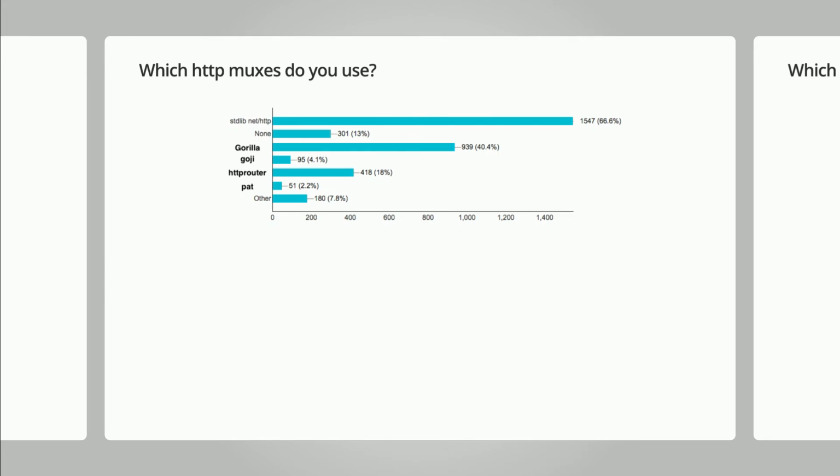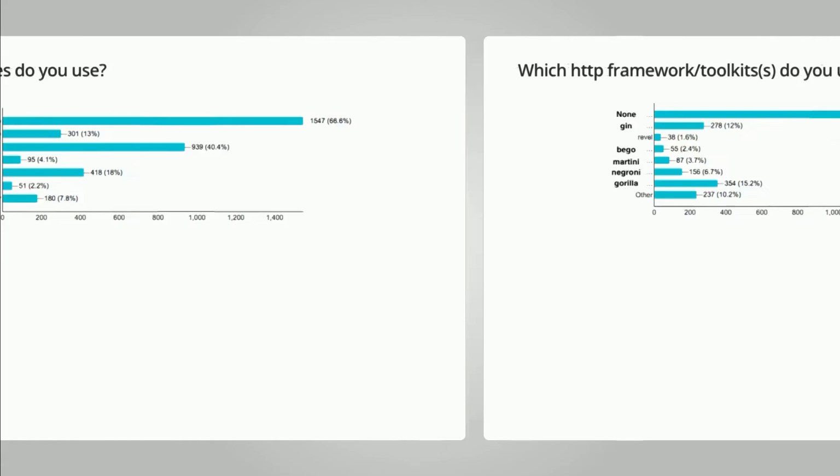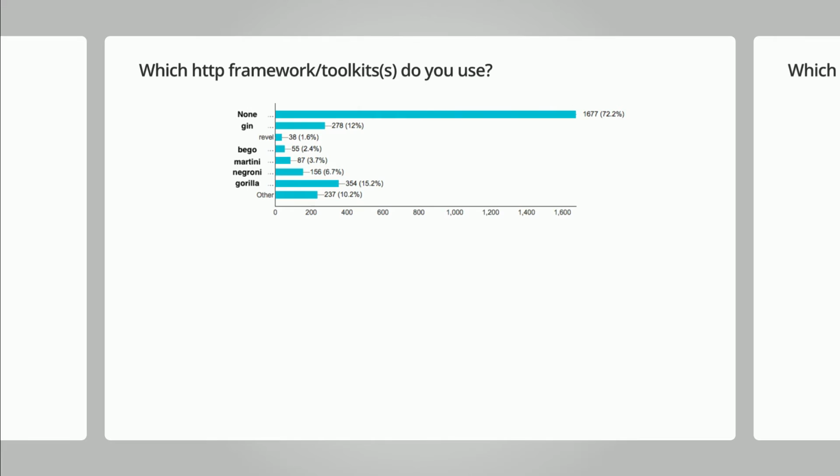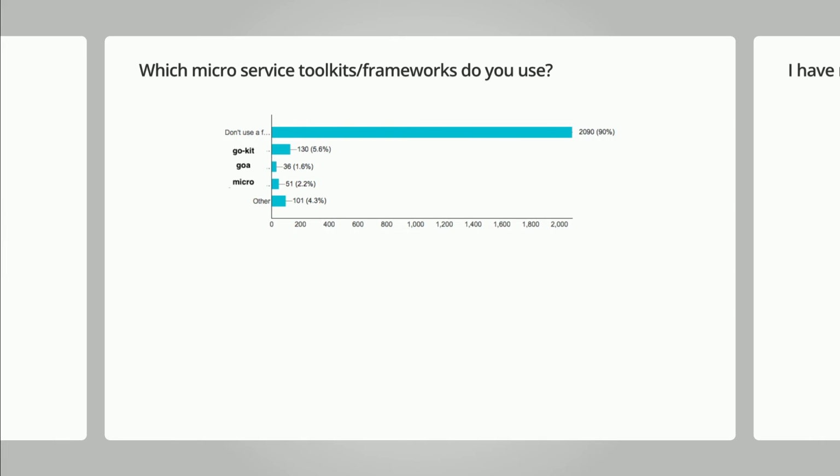Mutexes, getting into HTTP libraries and things like that. Most people try to use the standard lib, but Gorilla and HTTP Router are somewhat popular. As far as frameworks or toolkits go, again, standard lib or nothing. But Gin and Gorilla, I believe, are popular. Most people don't seem to use microservice toolkits. If you are interested in this, I'd highly recommend trying out at least these three.